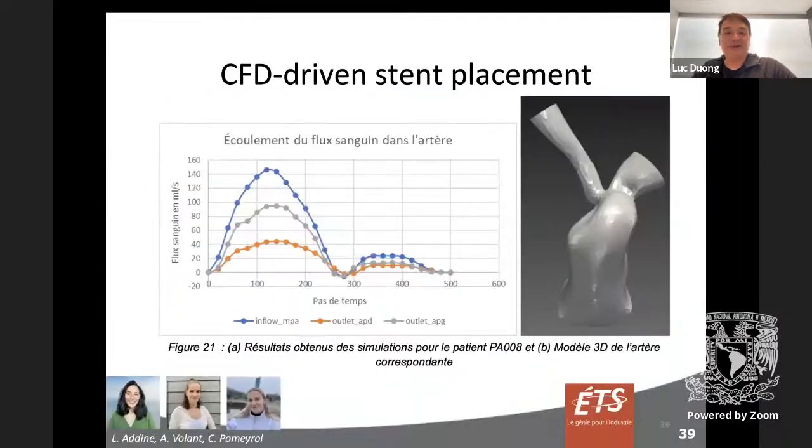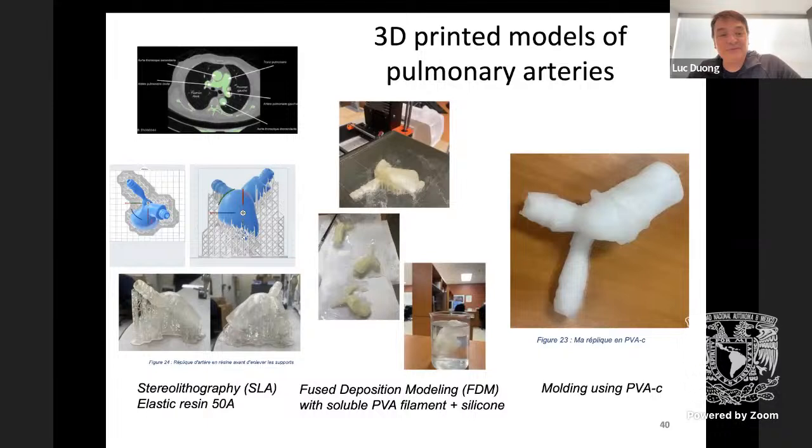We're currently working on using patient data to reproduce and simulate the exact blood flow, using the boundary conditions of the actual patient. And we are now trying to print in 3D. I have a small model of the pulmonary artery here in elastic resin. We also had silicone. And of course, our goal would be to go for a polyvinyl alcohol cryogel, which is the most realistic material, but also a very challenging and tricky material to work with.